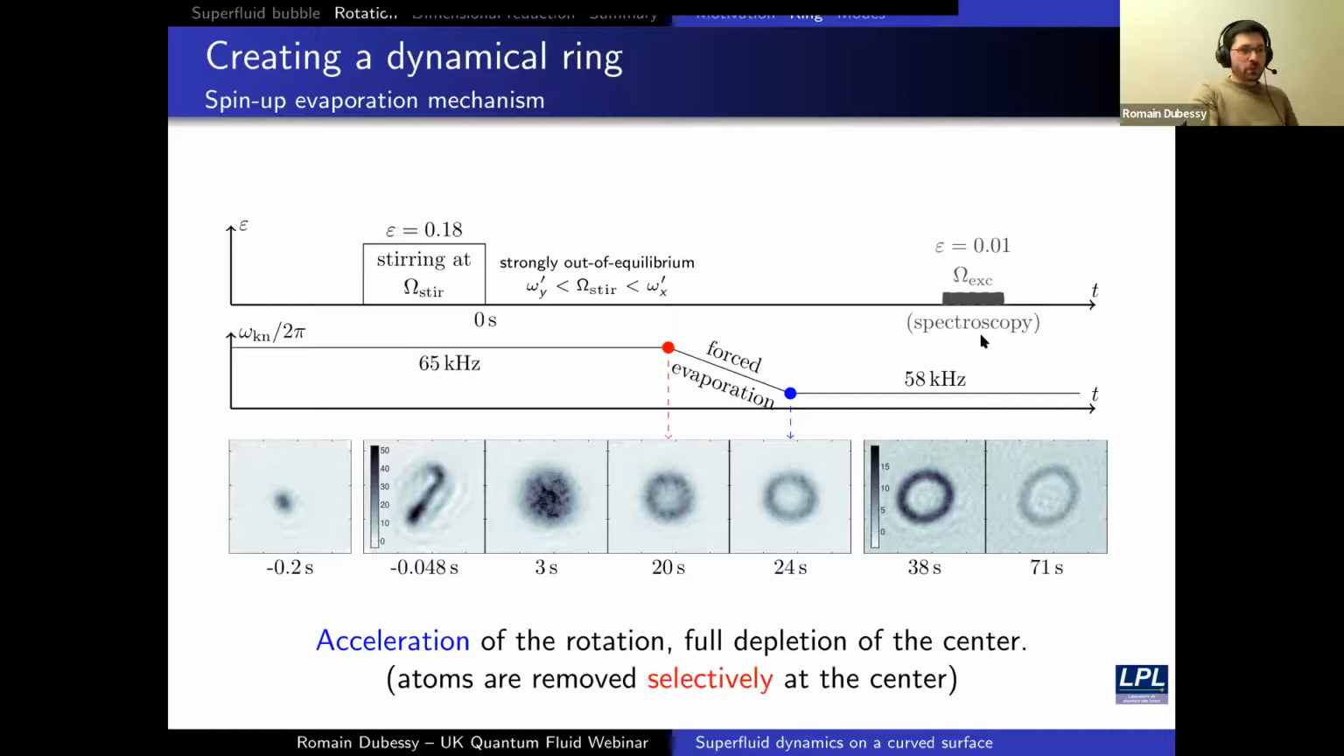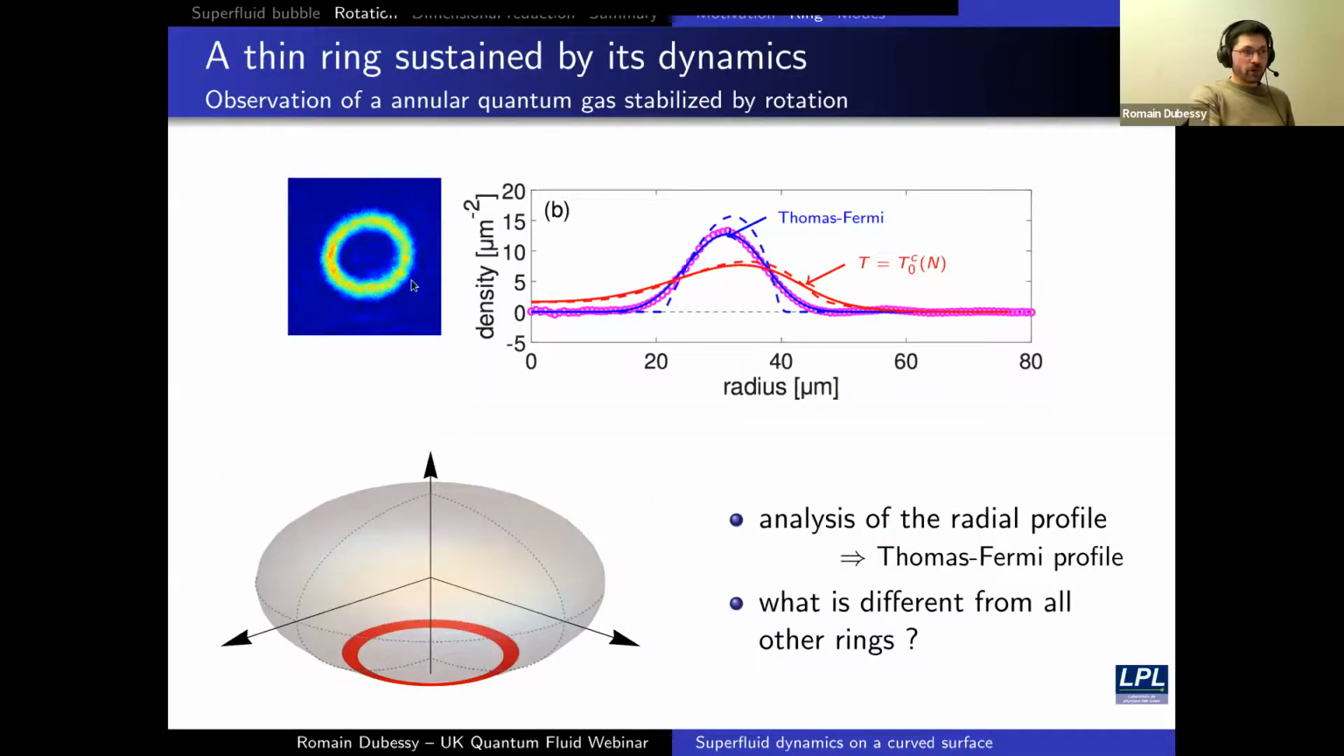So we observe a full depletion of the center, so something that is close to a giant vortex or a dynamical ring. And if we look at the radial profile of this gas, we see that we can compare it with a prediction for a Thomas Fermi density profile. So the true Thomas Fermi theoretical density profile is the dashed line here. And if we take into account the finite optical resolution of our imaging system, we obtain a curve that is slightly blurred by the finite resolution, and that matches quite well our data that are the magenta circles.